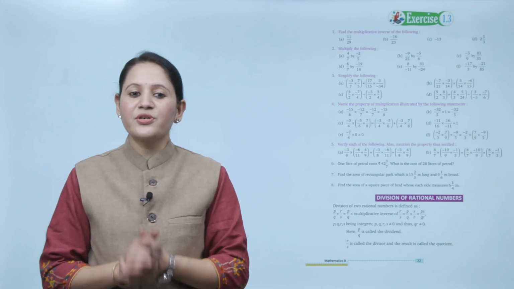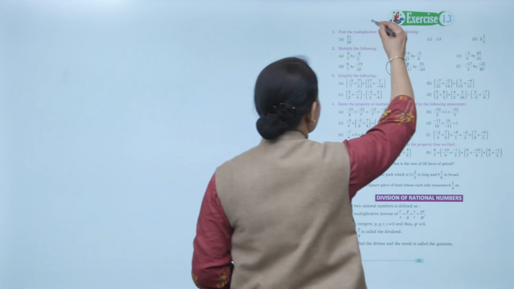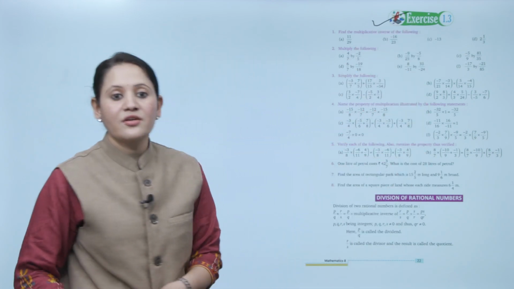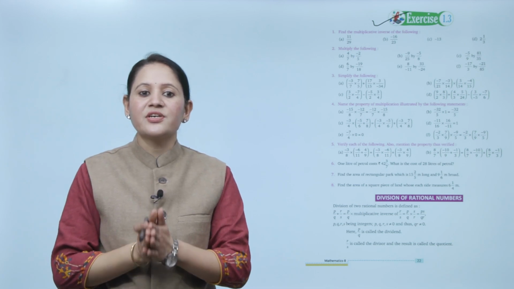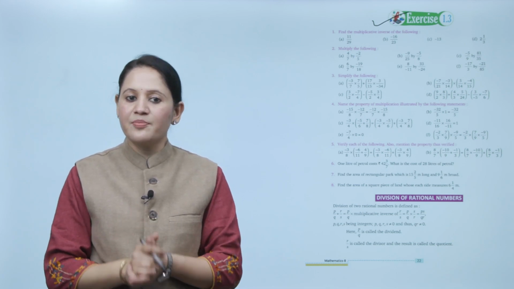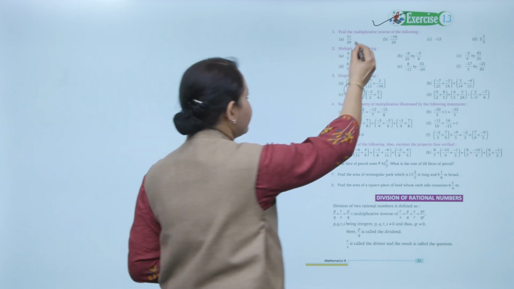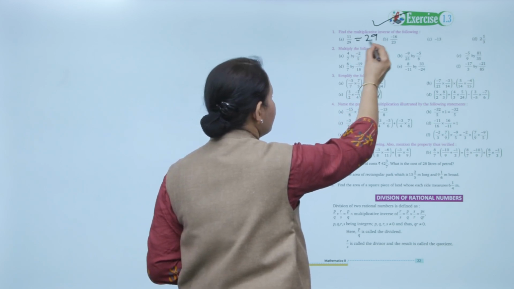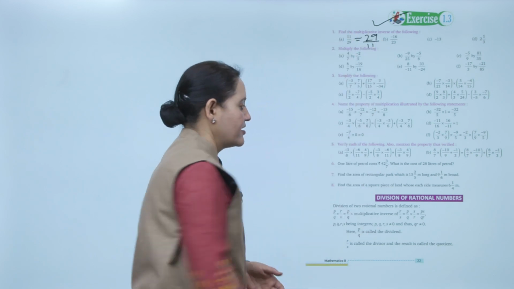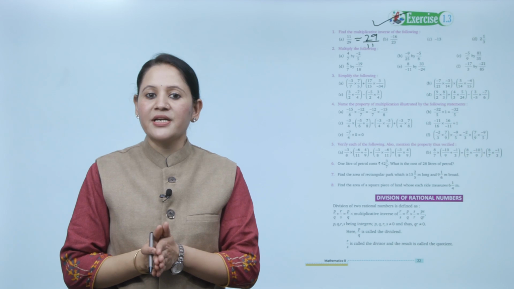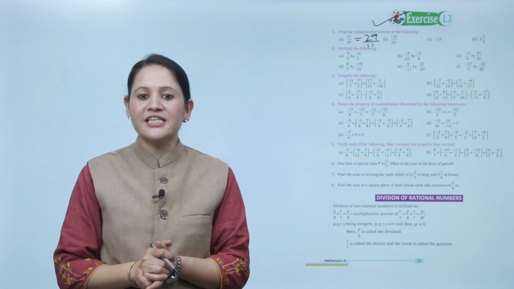Next is exercise 1.3. Find the multiplicative inverse of the following. First is 11 upon 29. So, the multiplicative inverse will be 29 upon 11. Clear? So, you have to practice all the questions of this exercise.